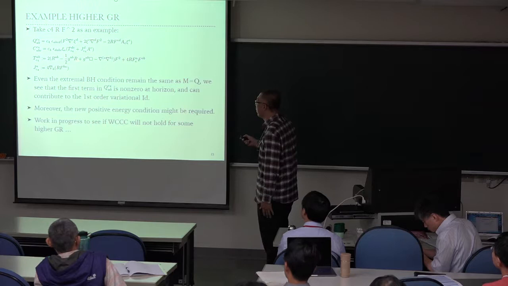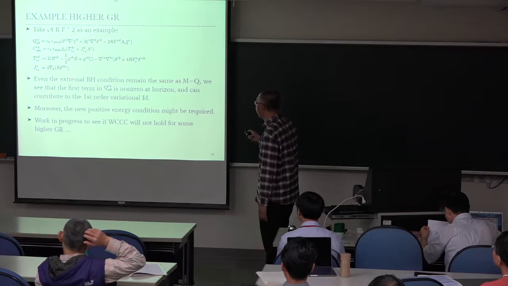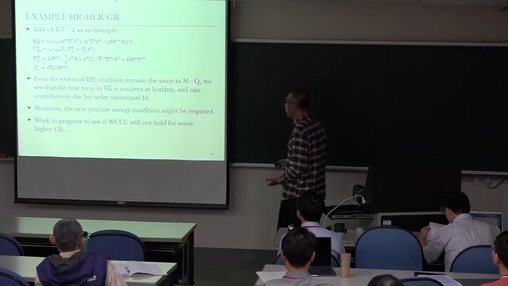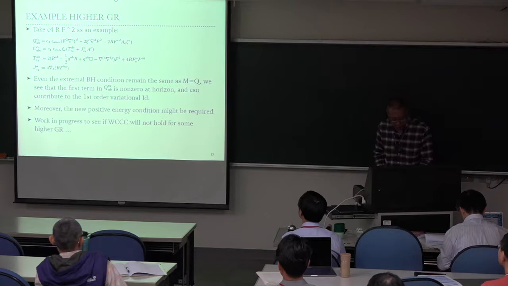So for example, if you take the C4 term, C4 is R times F squared, then you see that a new term appears for your charge and so on and so on. So we expect that the sum of the terms may just screw up your condition. So this energy conservation may not be compatible with the extremality condition. But we are still checking; there are some technical issues, so we don't have a concrete result yet.